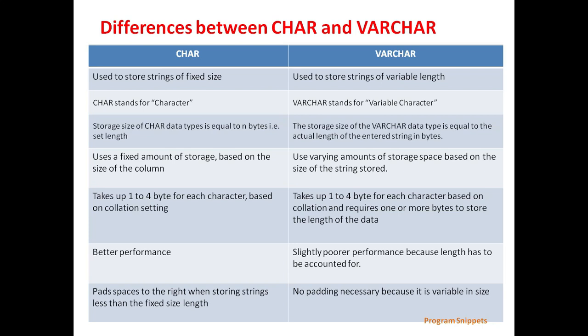Char takes up 1 to 4 bytes for each character based on the collation setting. Varchar takes up 1 to 4 bytes for each character based on the collation and requires 1 or more bytes to store the length of the data. Char gives better performance. Varchar gives slightly poorer performance because length has to be accounted for. In char, spaces are padded to the right when the stored string is less than the fixed length, and in varchar, no padding is necessary because it is variable in size.